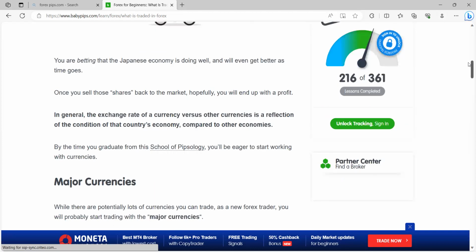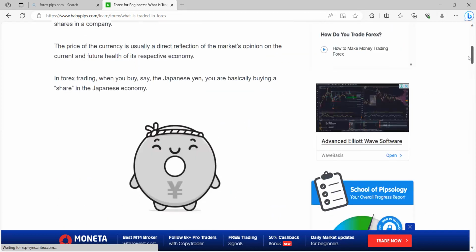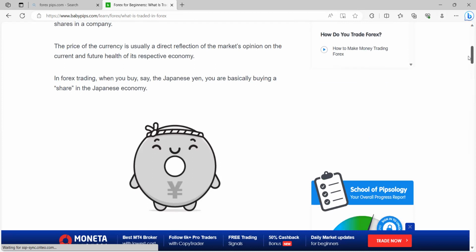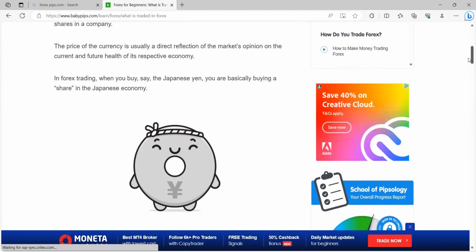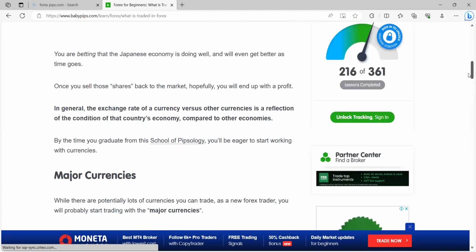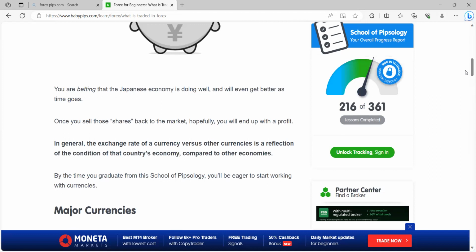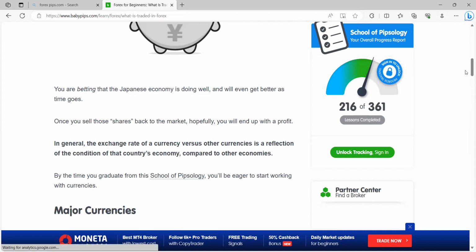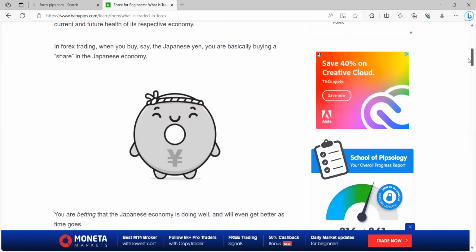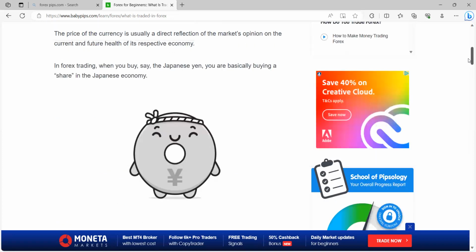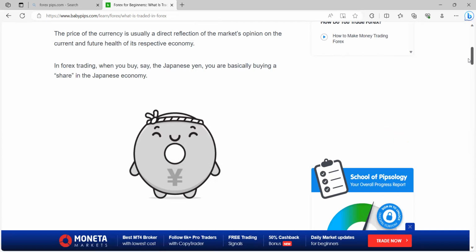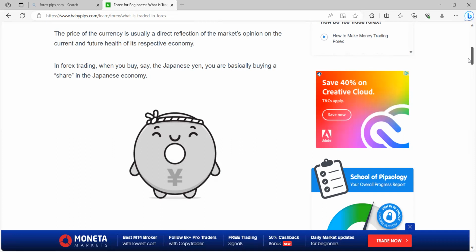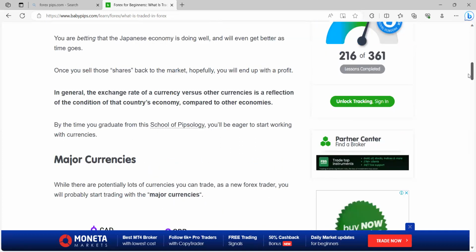Let me just explain this. In forex trading, when you buy, say, the Japanese yen, you're basically buying a share in the Japanese economy, right? You are betting that the Japanese yen is doing well and will get better as time goes on. That's when you're buying it, right? So you're saying the Japanese yen is going to be going up, and the economy is doing well. It is as simple as it is, right?